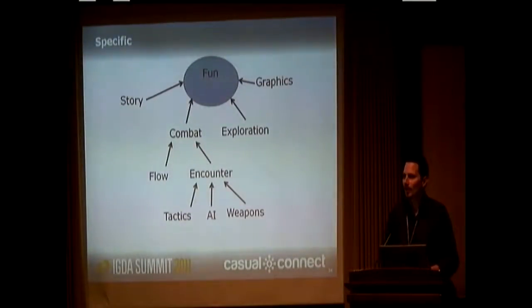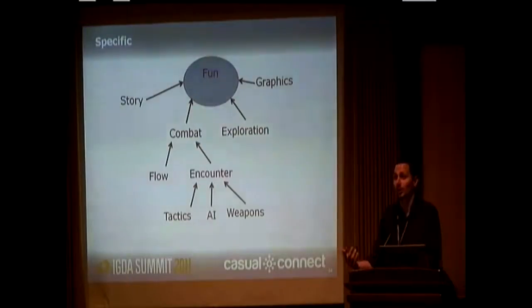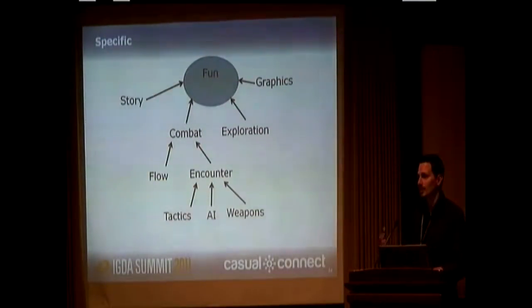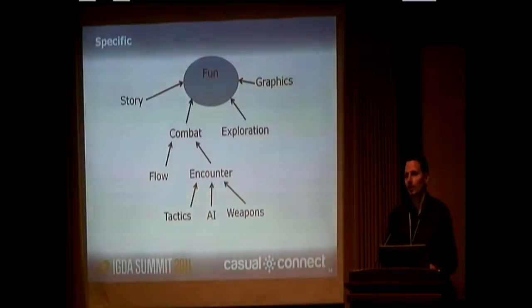How's the AI responding? Is it doing what the player expected? Is it doing the things that the player perceives as smart, or is it doing things that the player perceives as stupid? How are the weapons working? Is the player engaging from the right distance? Do the players seem weak? Why or why not? That sort of thing.